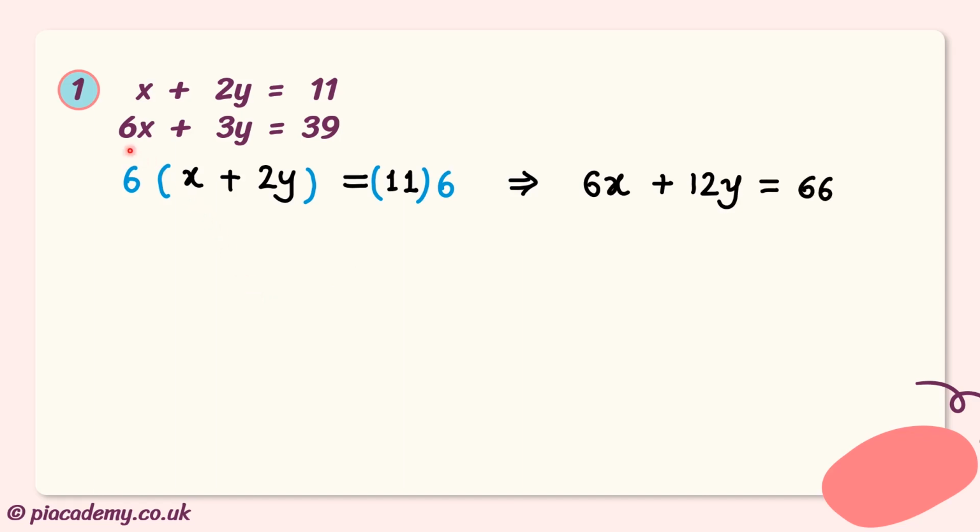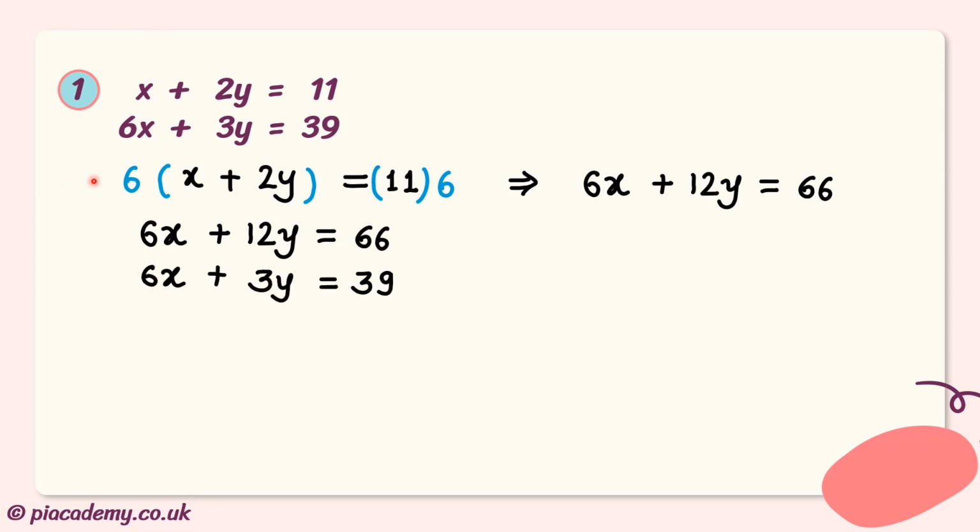Notice how we made the coefficients of x the same by multiplying one of the equations by a number. In this case, it is 6. Now let's do the usual trick. Stack the two equations column-wise. We have 6x plus 12y equal to 66 in the first row and 6x plus 3y equal to 39 in the second row. Now we can subtract the two equations.